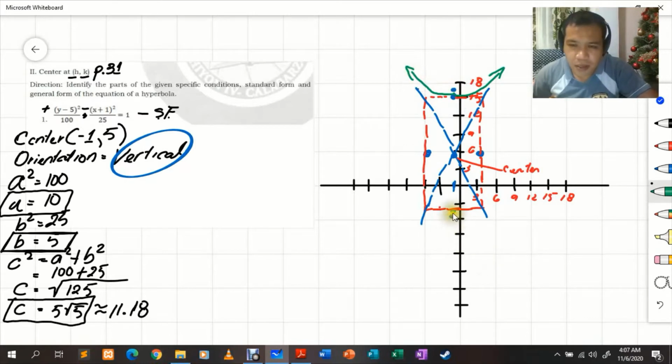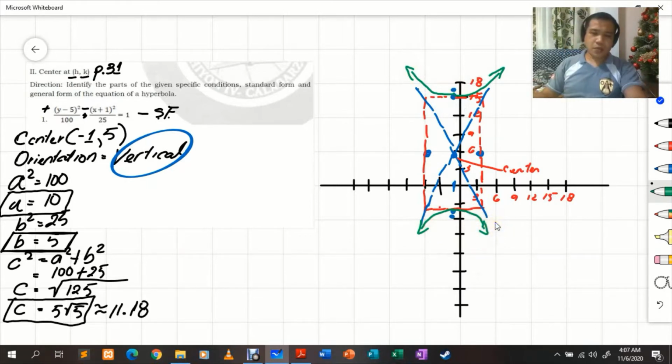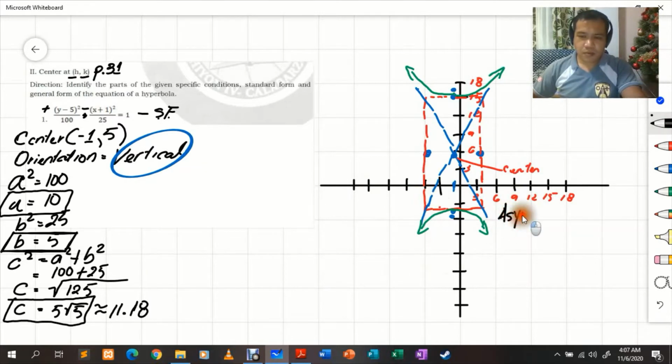Isa pa sa baba, opens downward. Okay, so yan na yung hyperbola natin. Next, kunin naman natin si asymptote.